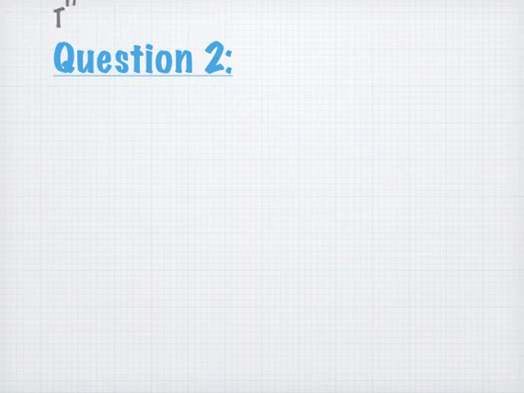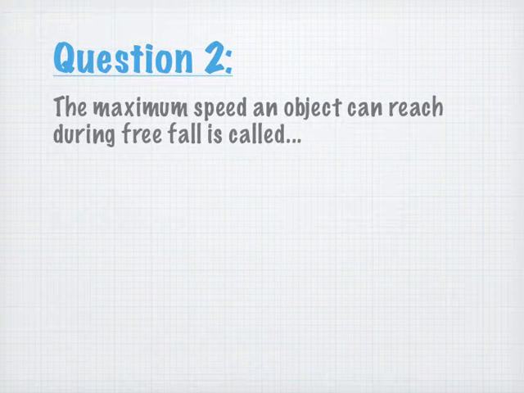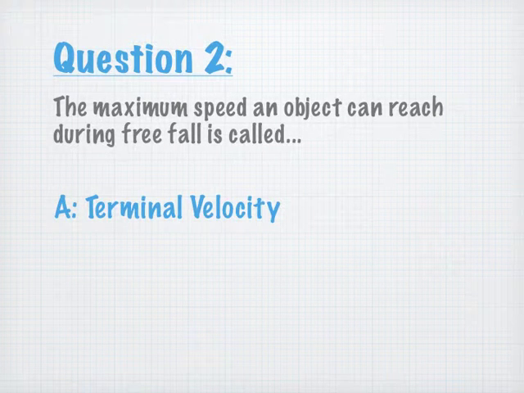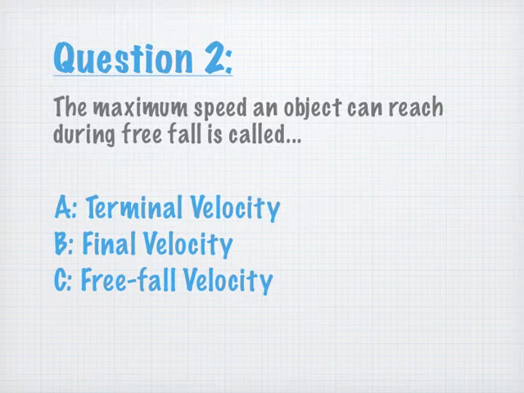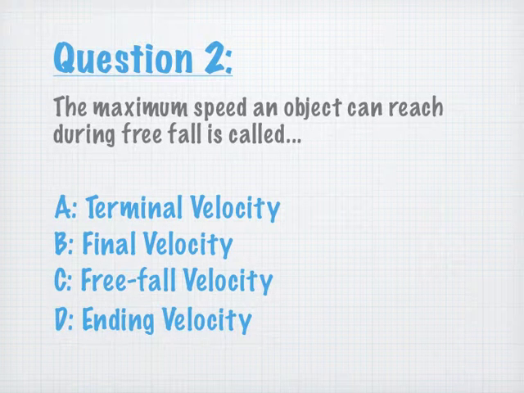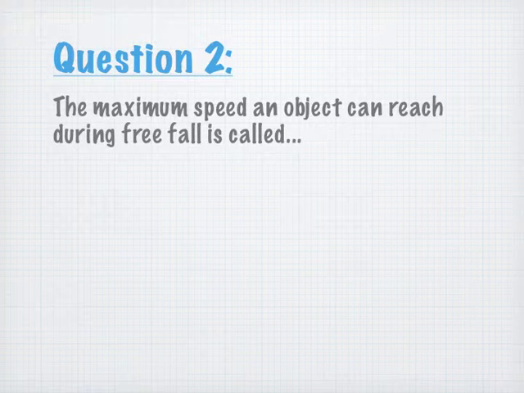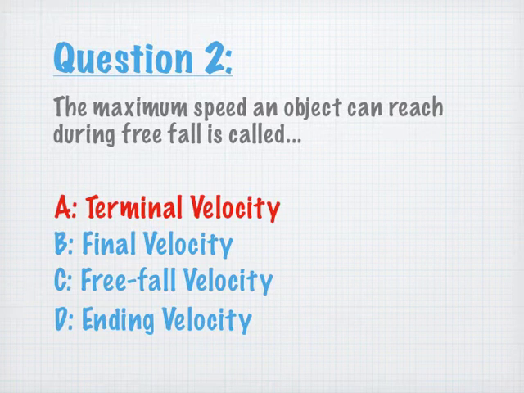Question 2. The maximum speed an object can reach during freefall is called A. Terminal velocity, B. Final velocity, C. Freefall velocity, D. Ending velocity. You have 5 seconds. And the answer is A. Terminal velocity.